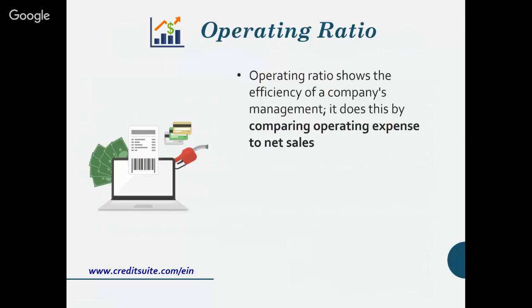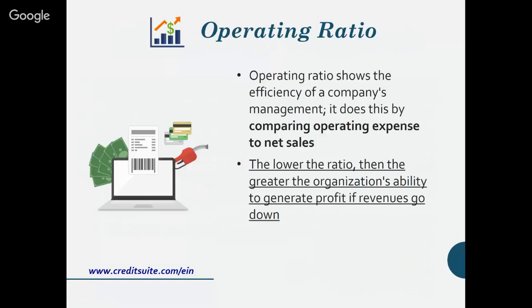So operating ratio shows the efficiency. We're talking about a lot of different ratios, a lot of different percentages, because you're going to be exposed to them. You should at least roughly know what they are. And if you're not keeping notes, you can keep this video to go back. So as you're learning a P&L, these things will make more sense. And when you're looking at your own business P&L, it will definitely make more sense. So an operating ratio shows the efficiency of a company's management. It does this by comparing operating expenses to net sales.